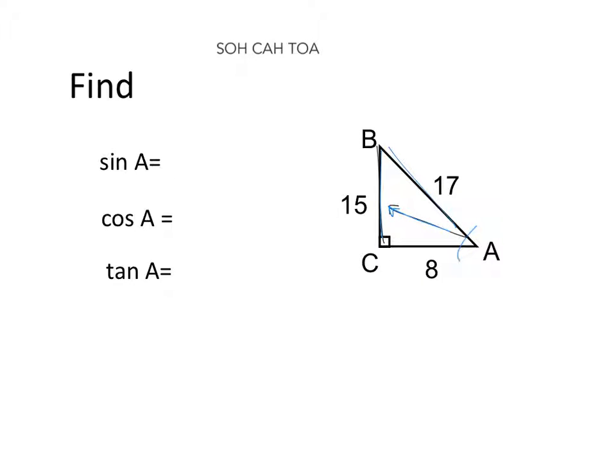which would be 15 over 17. Then we also, for cosine, have CAH, so adjacent, which would be 8 over the hypotenuse, which would be 17, so 8 over 17. And tangent is TOA, opposite over adjacent, so opposite is 15, adjacent is 8, so 15 over 8. So again, just to recall those trig functions.